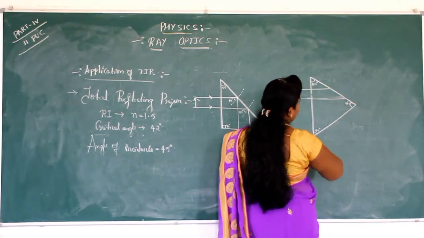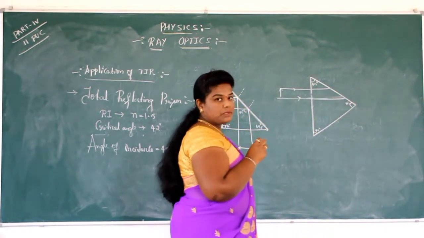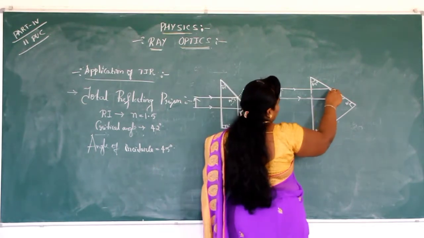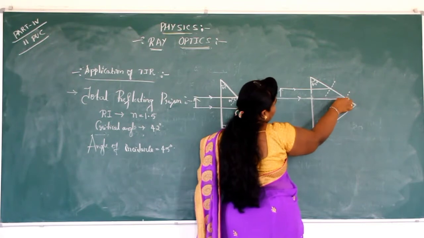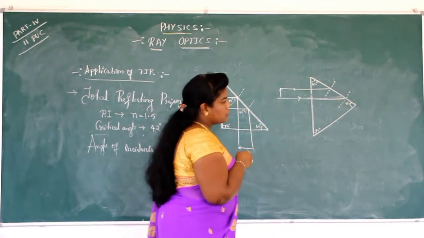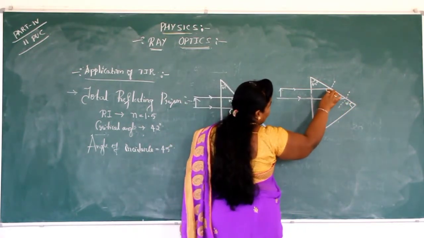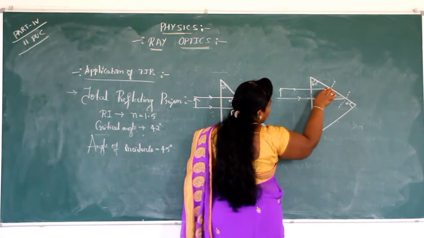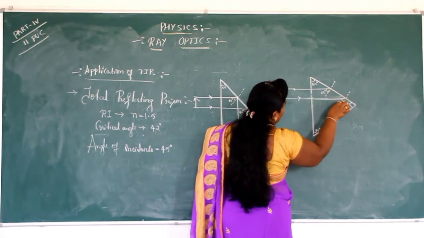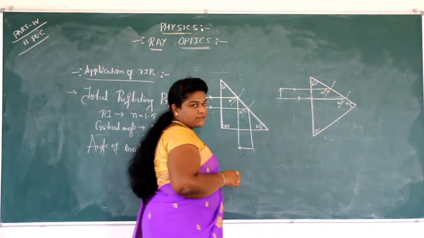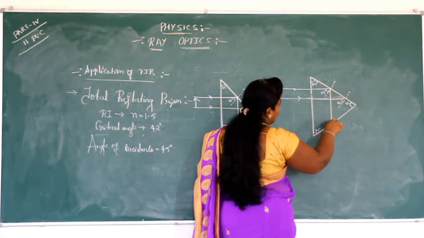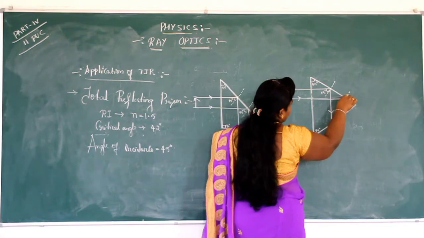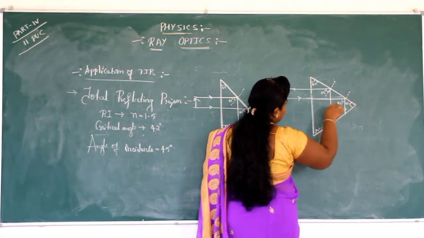Yes. Now, you can observe here. At the point of incidence, I am going to draw the normal. This is the angle of incidence, greater than the critical angle, that is 45 degree. So after internal reflection, it falls on the other face.